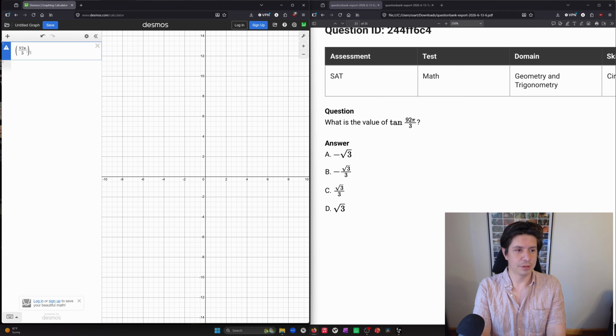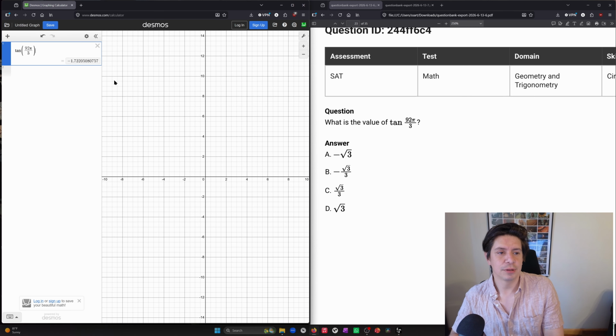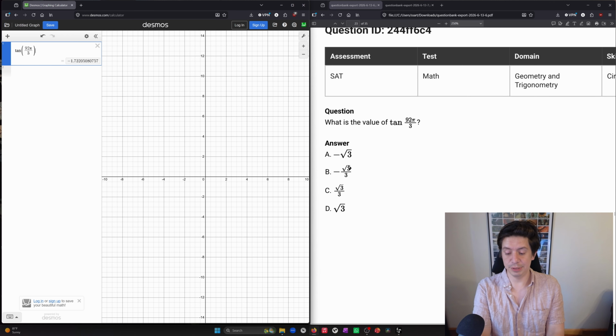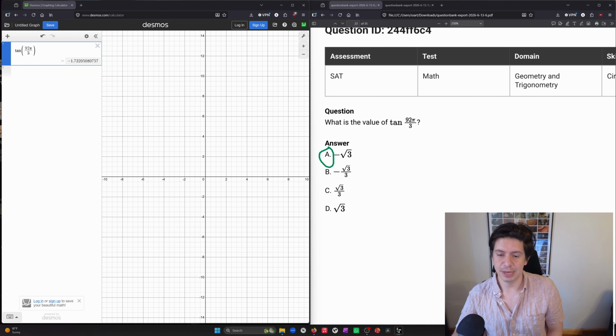Okay, and you have parentheses and you do tan. And that gives us negative 1.733. So it has to be either A or B. B is going to be less than negative 1, because root 3 is less than 3. So it has to be A. And you could just plug in and check if you wanted to make sure, but it will be A.